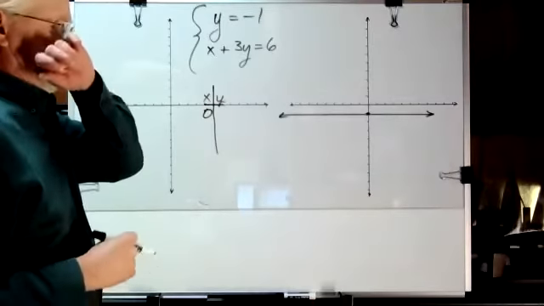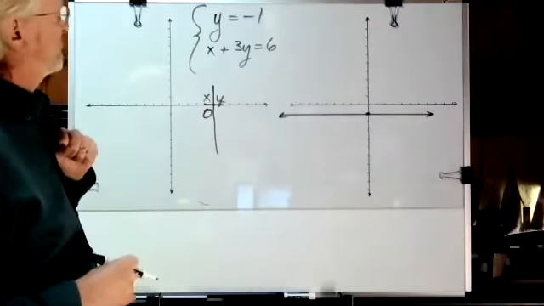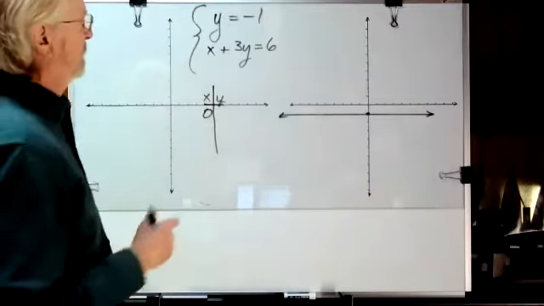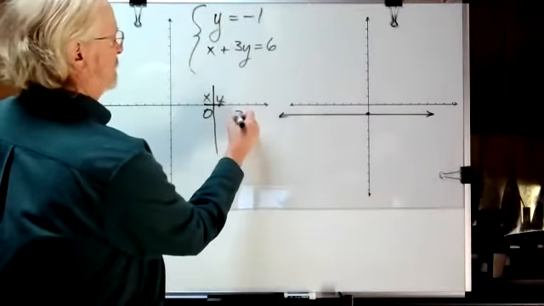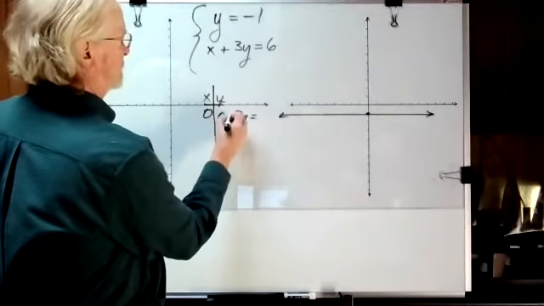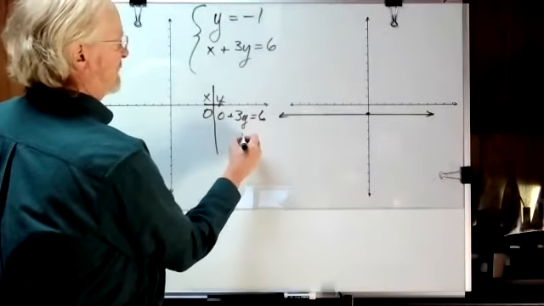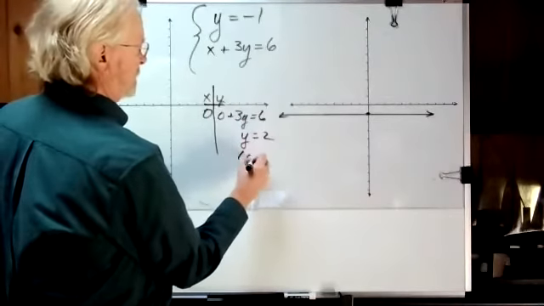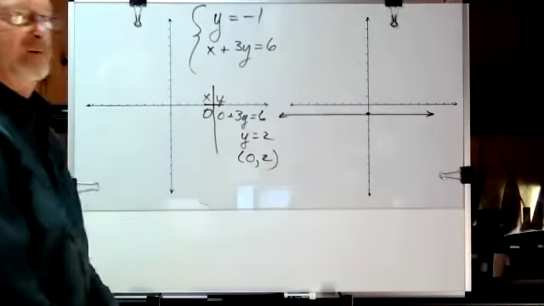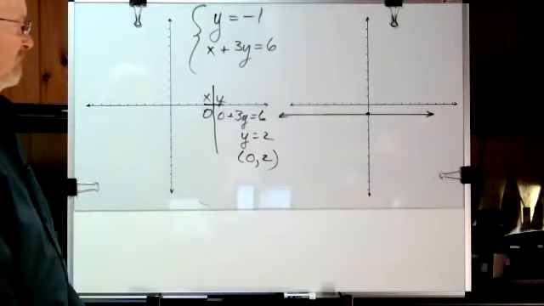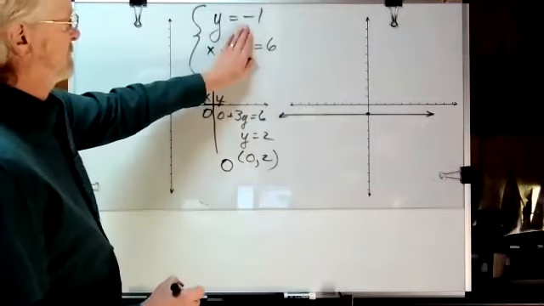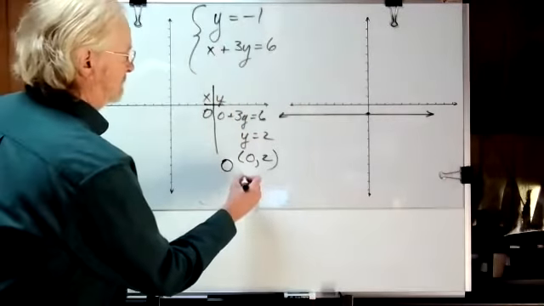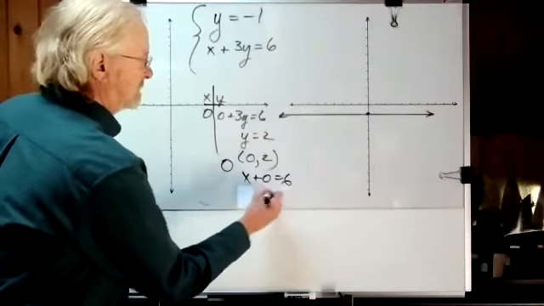I put in a 0 for x, right? Here's where I can do my cover up. 0 for x means I get 3y equals 6. So dividing by the 3, I get y equals 2. So we get (0, 2) for that one. If I put in a 0 for the y, all right, that one goes away and I just get x equals 6.